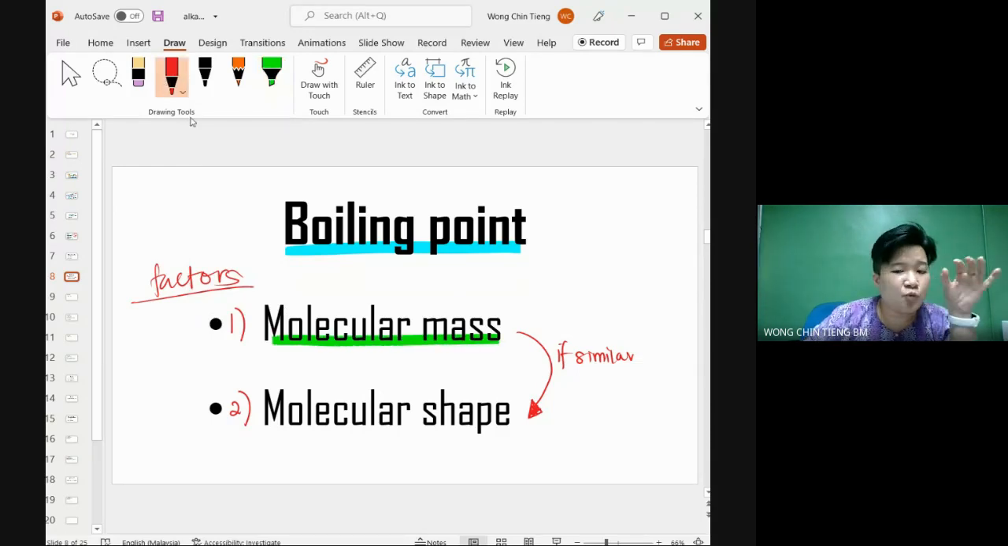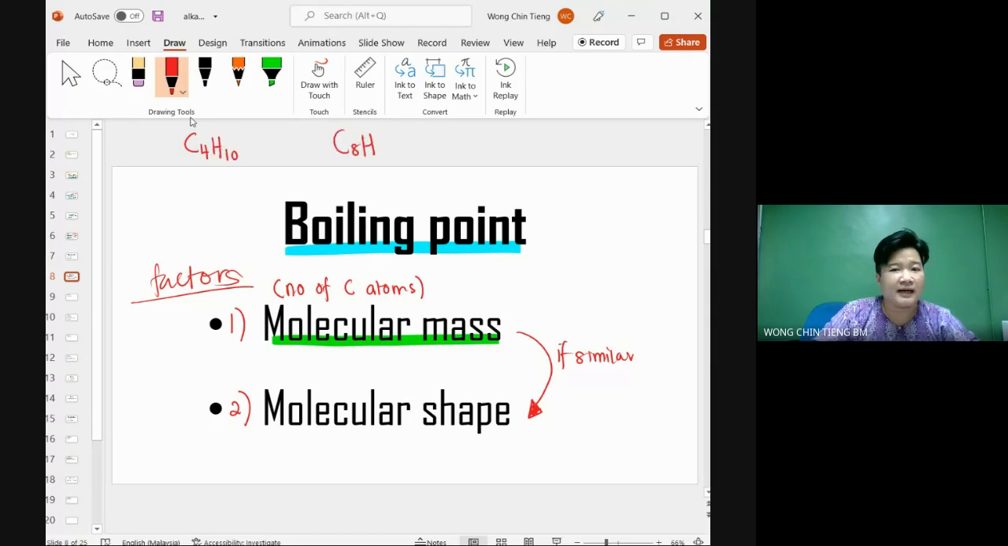And the easiest way to check molecular mass bukan kira berapa carbon, berapa hydrogen, nak kira molar mass, berapa gram per mole. Payah weh. Kita tengok satu benda je. Number of carbon atoms. Yang ni paling senang. Okay. Saya bagi contoh yang sangat senang. Saya ada C4H10, saya ada C8H18. Perlu ke tekan kalkulator? 4 darab 12, 10 darab 1.